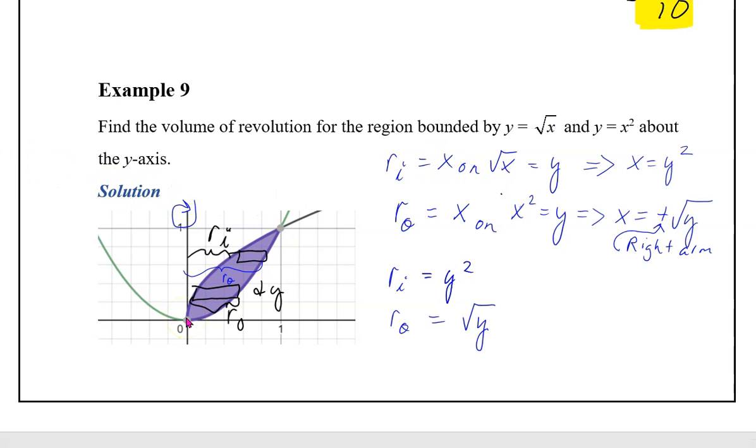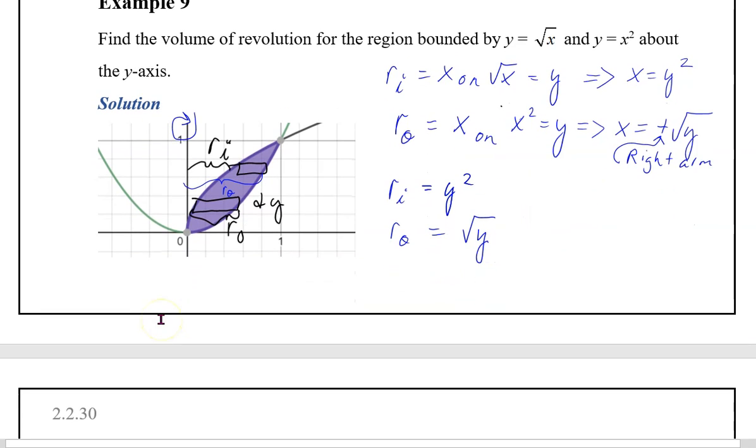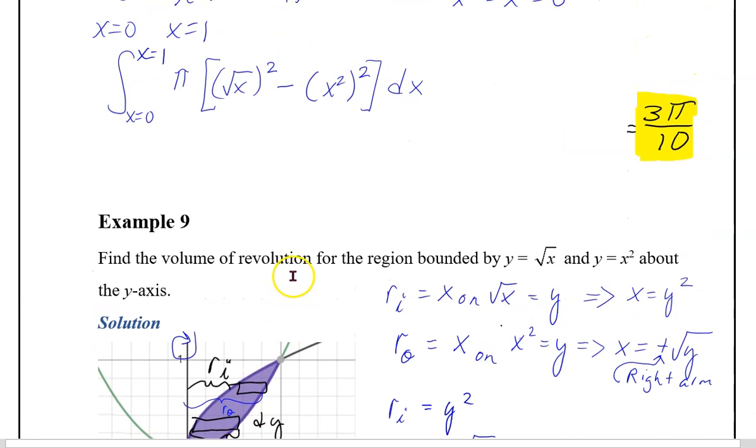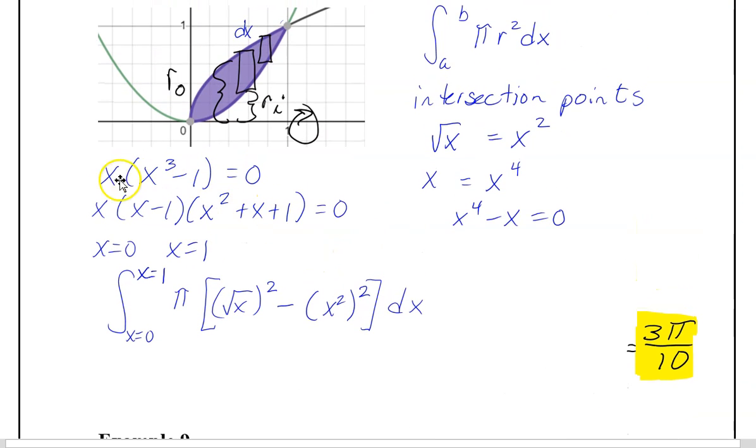Remember that we go from where they intersect to where they intersect. In this particular case, what we need to figure out is where these two curves cross each other. The points of intersection are where we set them equal. However, from our previous work, we know that they're equal when x equals 0 and x equals 1.